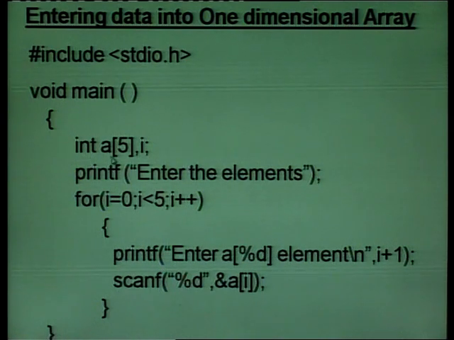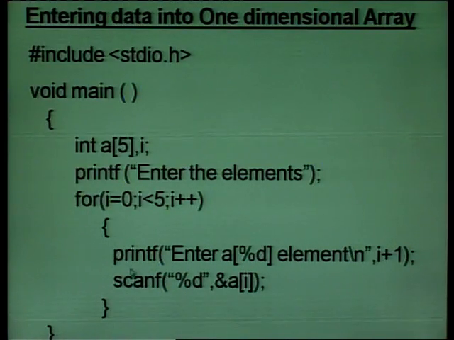It's int a[5]. A is the name of the array and 5 is the number of elements we want to store into the array, and i is the integer variable that we have used in the program. Then there is a printf, enter the number of elements here. for (i = 0; i < 5; i++). If I start the loop here, it starts from 0 and goes up to 4, one less than the defined number here.